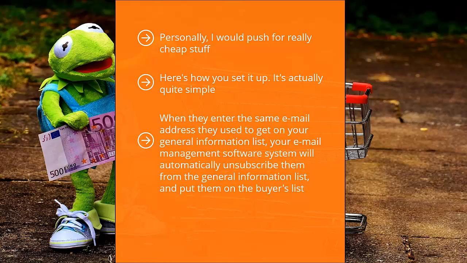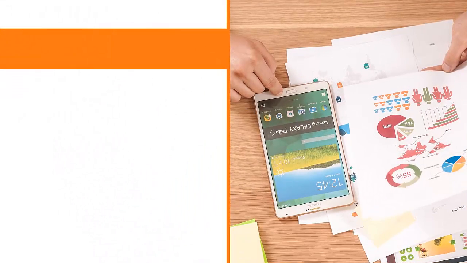This way, when you send updates to your general information list, your tried and proven buyers will not see those updates. This is a good thing because you don't want them to feel that you're spamming them by sending them so many emails. You should then pay more attention to your buyer's list. Maybe you should send them updates with more in-depth solutions. Or you should send them higher quality information to get them to buy higher priced products or services.